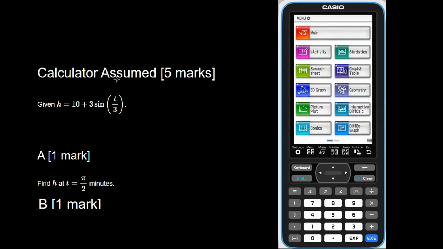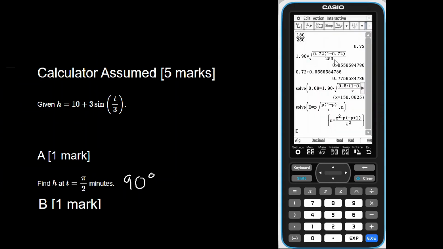In this question, we're being given a function with respect to sine. So it's a sinusoidal, and we just need to find the value of h at pi on 2, aka this is 90 degrees. Okay, now we have a calculator.